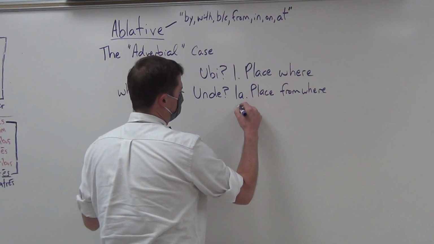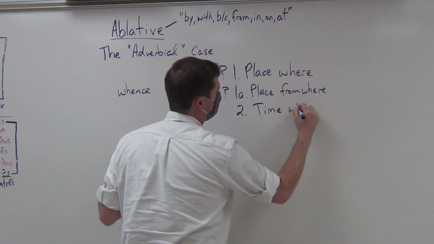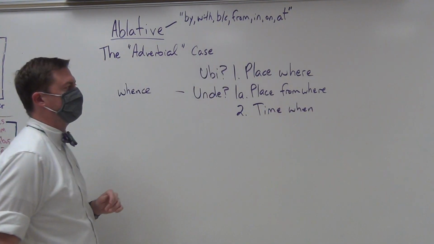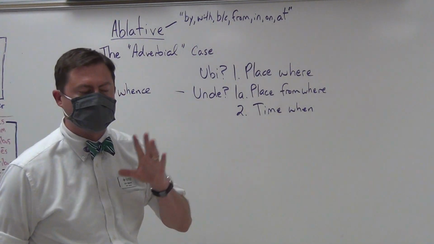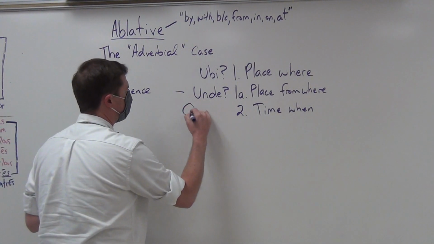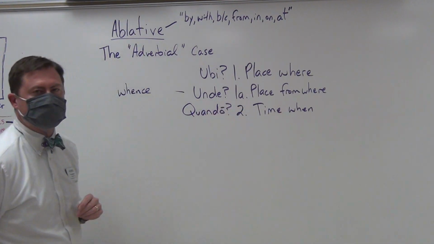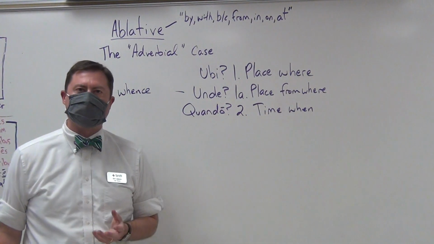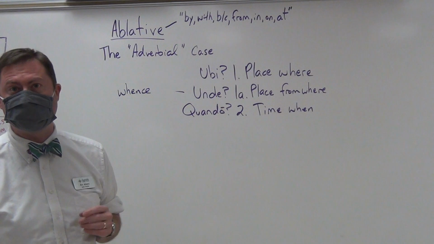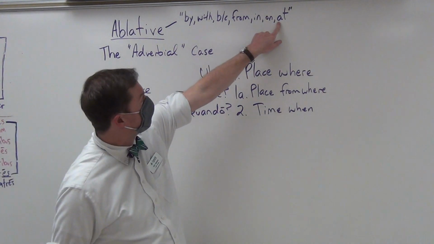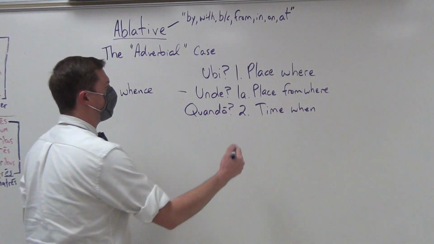The second use of the ablative is the ablative of time when. So words in the ablative case can tell you when an action occurs. Now, the Latin word that asks that question is the word quando. So you ask, when will we leave to go to the city? Secunda hora, in the ablative. By, with, because of, from, in, on, at. The second hour. It is telling you when an action can occur.